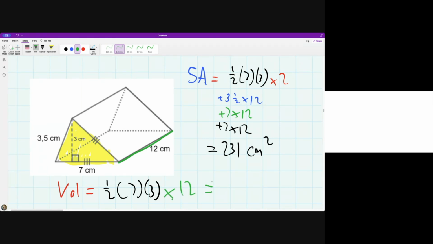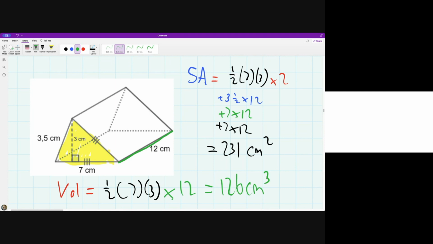In some ways, volume is so nice, actually. It's so much simpler than surface area. 7 times 3 times a half times 12. And I get 126 centimeters cubed.